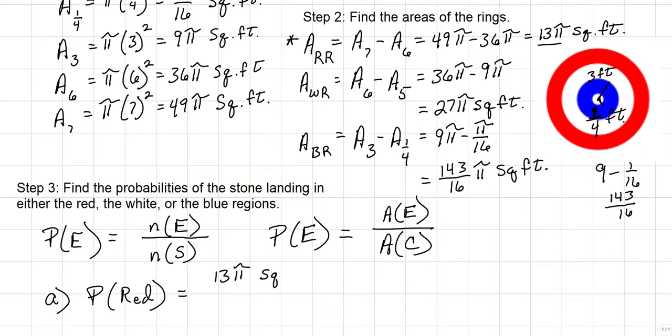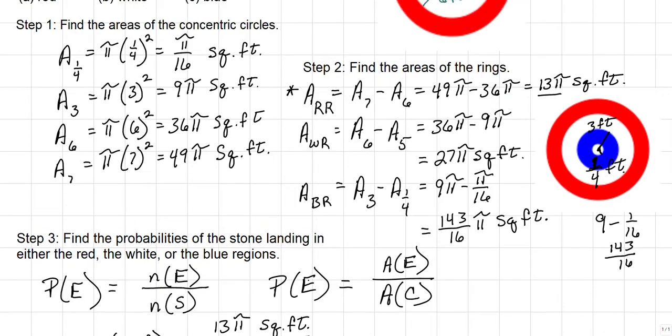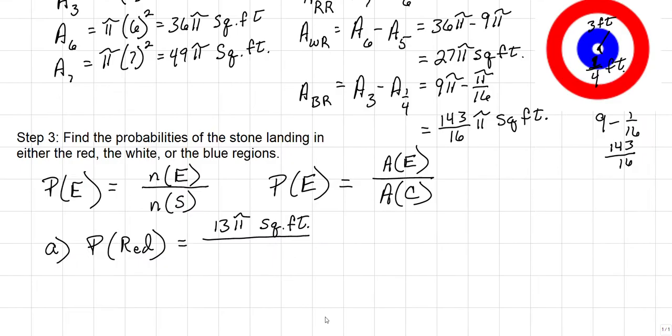And I'll just do that to show you how it divides out. And that's going to be over the area of the circle, which we've already calculated, which was right here. And that's going to be 49 pi square feet. Now notice a couple of things here. First off, we'll divide out the units because the probability is going to be unitless.